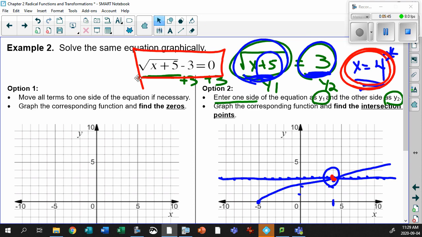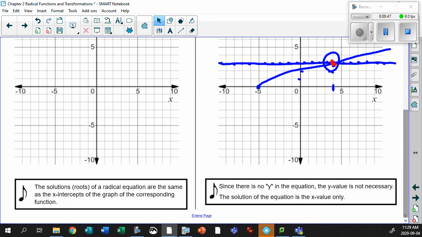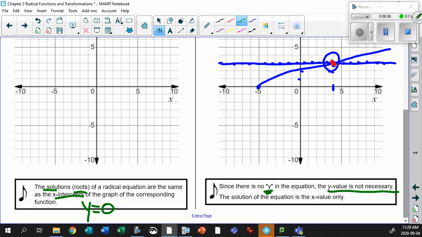All right, so a couple of things we also have to note down here. Don't forget the solutions, roots of a radical equation are the same as our x-intercepts. That's why this is usually equal to 0. Okay, because for an x-intercept, y equals 0. And since there is no y in this equation, the y value is not necessary. So it's an x value only. Lots of things to remember. Good thing we've got a simple graph going here. Let's make things a little bit more complicated and see what we can do in the next couple of podcasts.